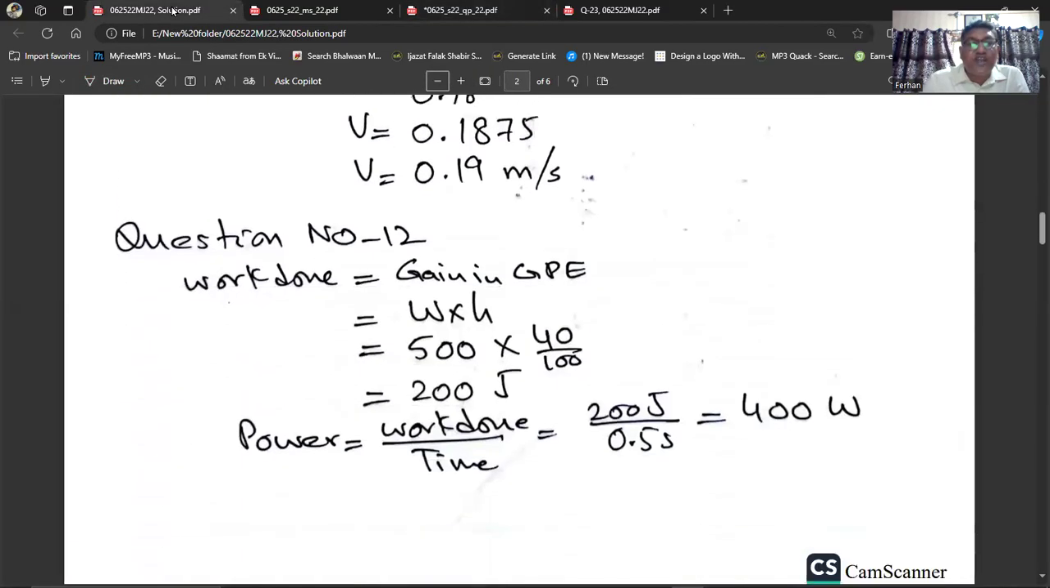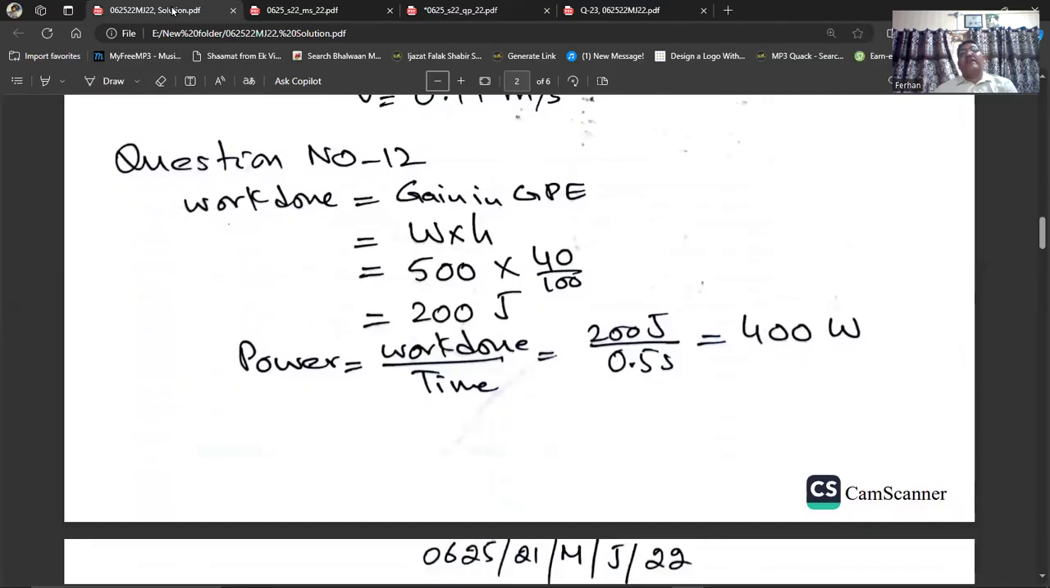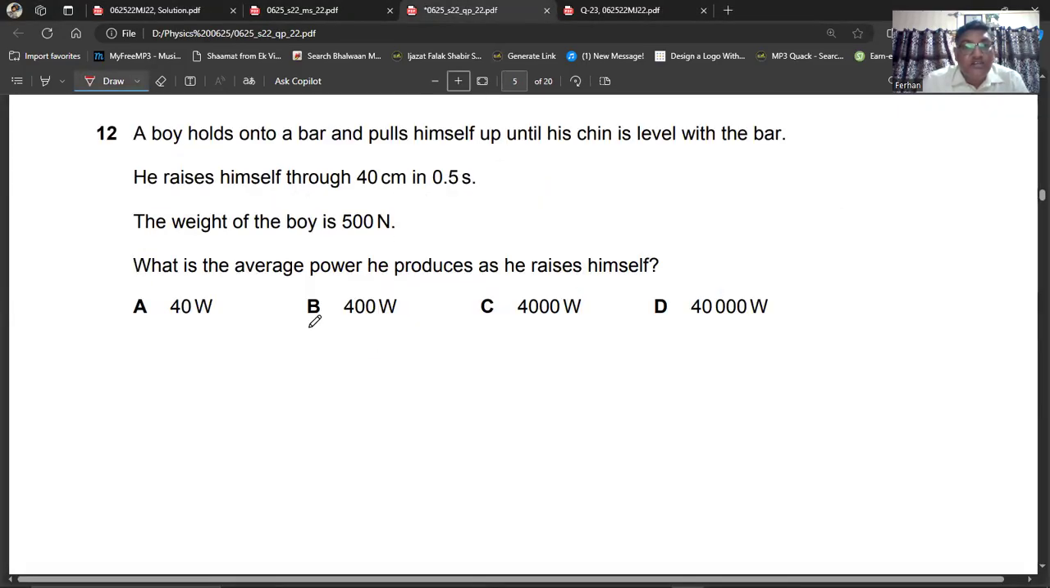This is question number 12. The work done is equal to the gain in gravitational potential energy. So that is equal to the weight multiplied by the height. So 500 multiplied by 40 divided by 100. I converted the centimeters into meters. So 200 joules of work is done. Power is equal to the work done divided by the time. So 200 joules divided by 0.5 seconds, and that is 400 watts. So the power is 400 watts. So I think B is the choice.